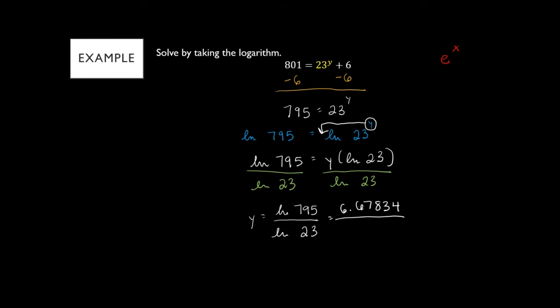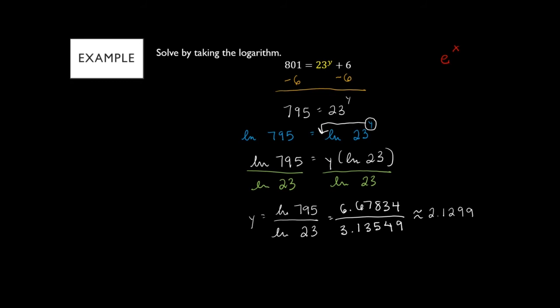And then 3.13549. And then I'm going to divide those. That gives us 2.1299 when I round to 4 decimal places.